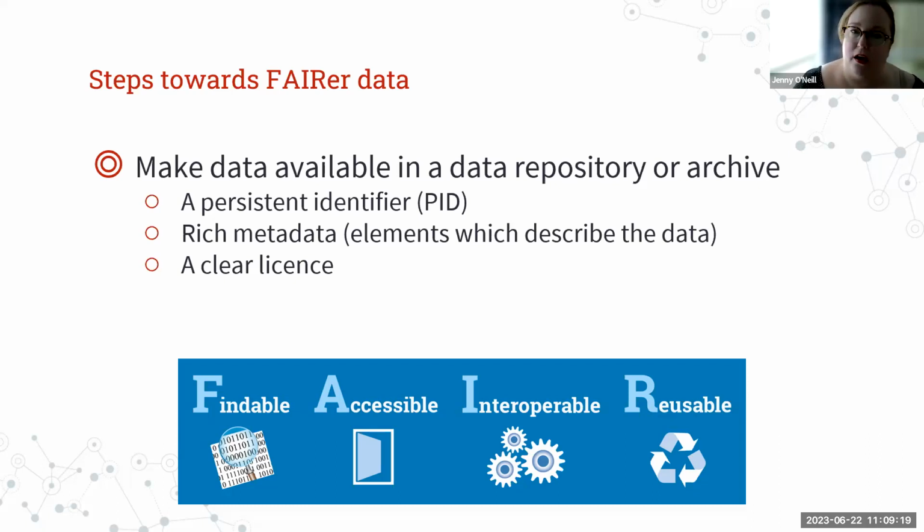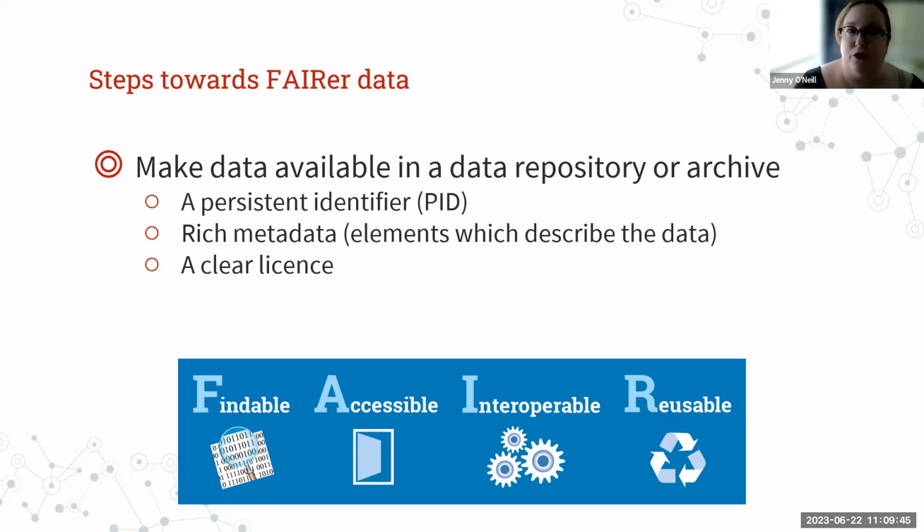Most repositories and archives will assign some kind of persistent identifier. The most common one is a DOI, or a digital object identifier, which is what you'll probably be used to seeing at the end of your publication citations. So it's the exact same. You get a DOI for your publication and you get a DOI for your data, which means that you can track the reuse and the citation of those data.